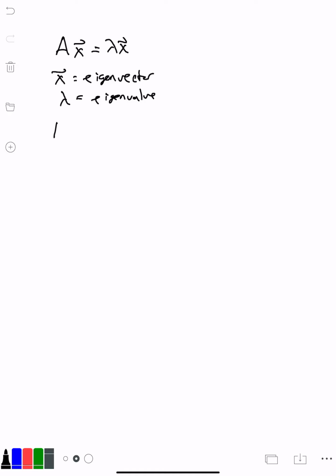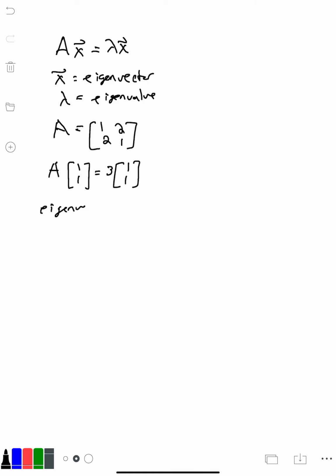So in our matrix before, where we had 1, 2, 2, 1, and we went ahead and multiplied A times the vector 1, 1, we got 3 times 1, 1. And so that means my eigenvector here is the direction 1, 1, and my eigenvalue is the number 3. So again, eigenvectors are always going to be vectors. Eigenvalues are always going to be numbers.